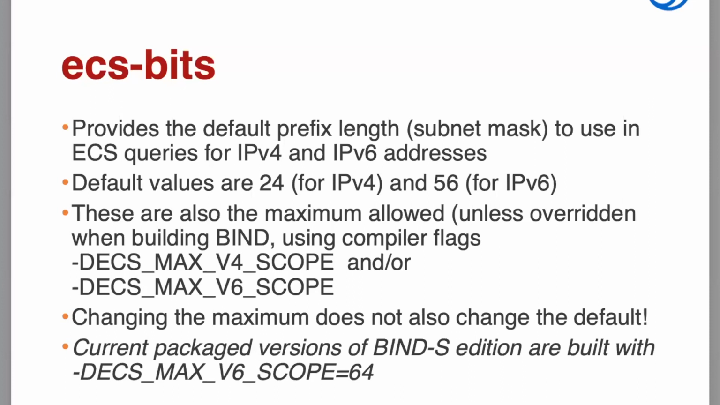Note that changing the maximum doesn't change the default. And note also that if you're using packaged versions of BIND S edition rather than building it yourself, we have actually increased the scope to 64 for v6. But if you want to go beyond that and be more specific, sorry, you're going to have to build it yourself. Oh, and by the way, if you do change the maximum when you're building it, it doesn't change the default. You're still going to have to configure.